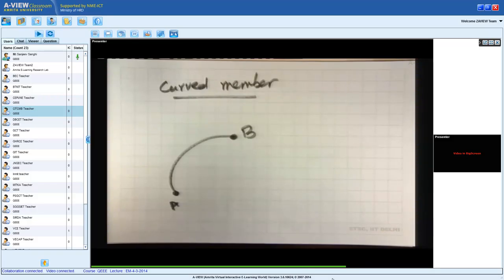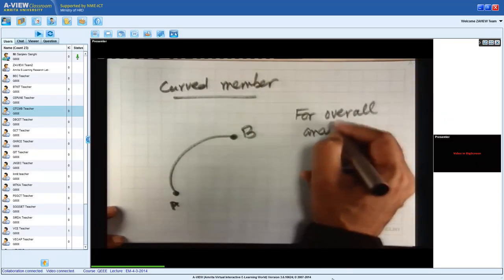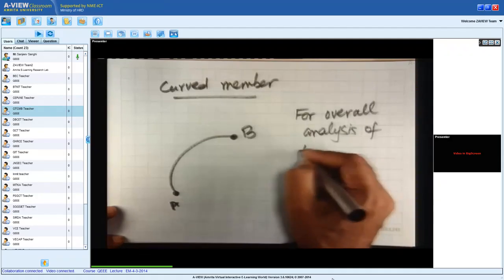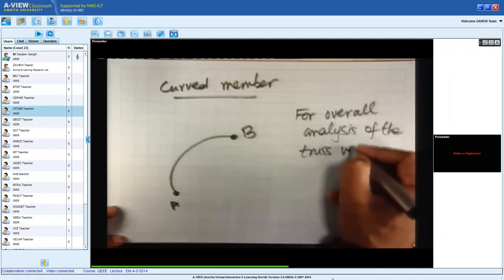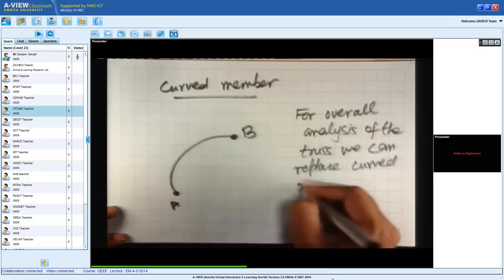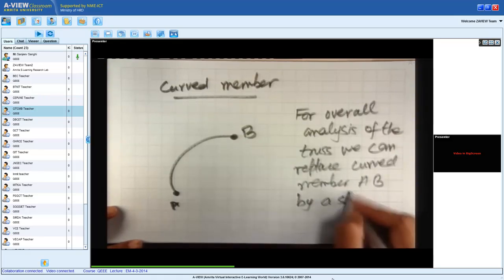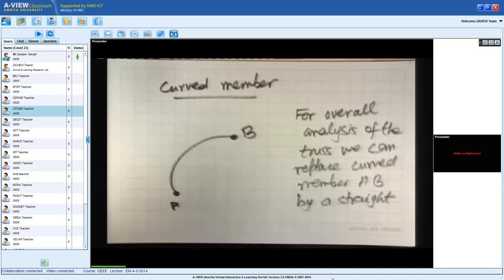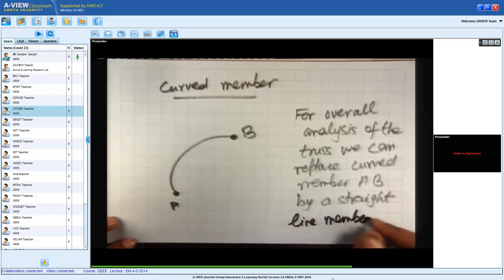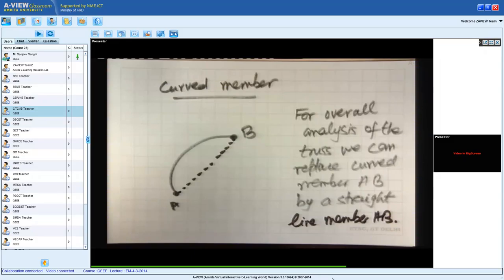Now in this case, for overall analysis of a truss, we can replace the curved member AB by a straight line member AB. So if you have to carry out the full analysis of the truss, we can replace the curved member by a single member.